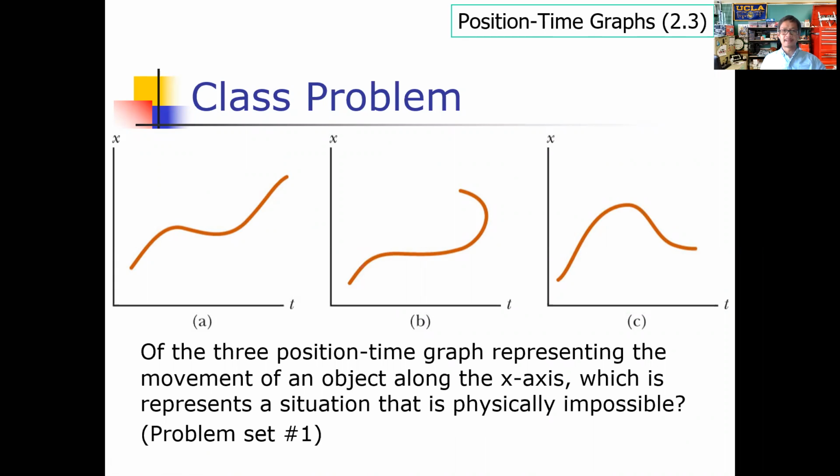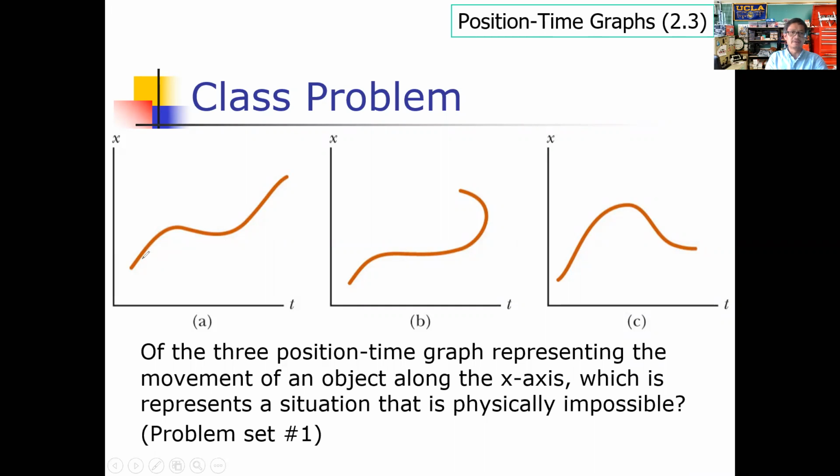Well, let's take a look at this here. The question is asking us which one of these motions is possible. We have a position-time graph for each one of these. Let's interpret what this first one means.